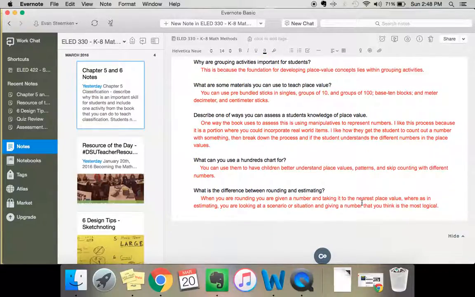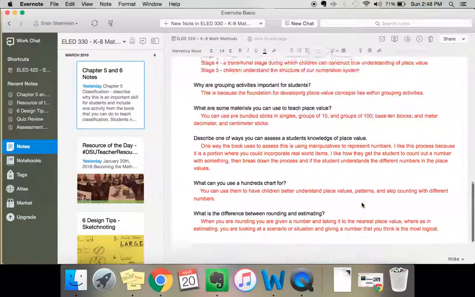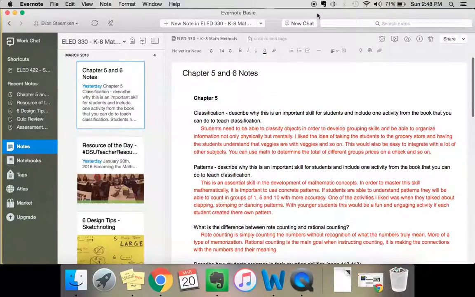And the one other thing I wanted to talk about is it also talked about rounding and estimating and their difference and how they both can be used in a classroom. Other than that, I really enjoyed reading both these chapters and I learned quite a bit. So thank you for listening.